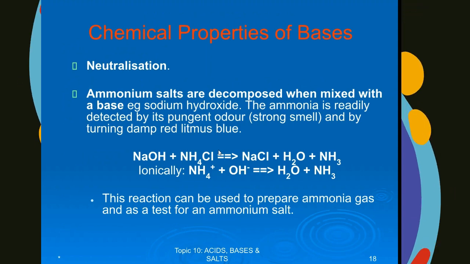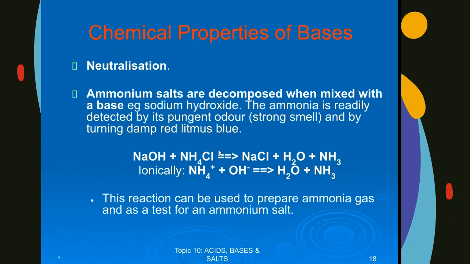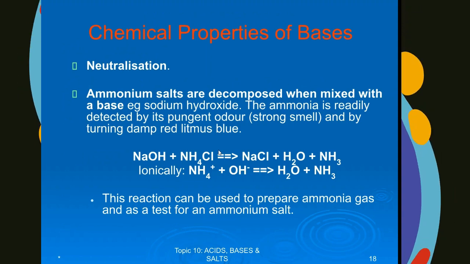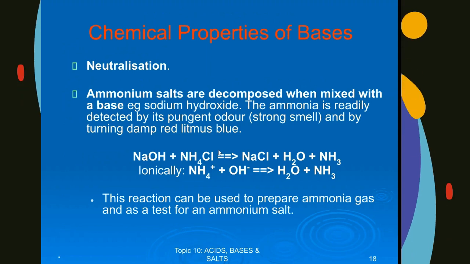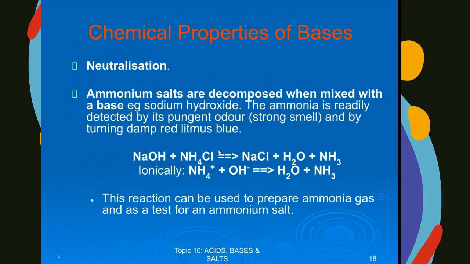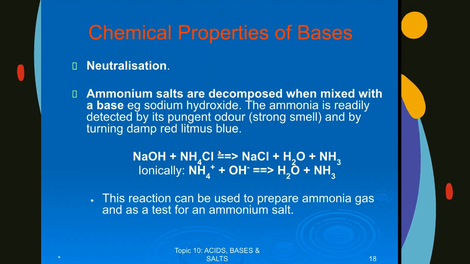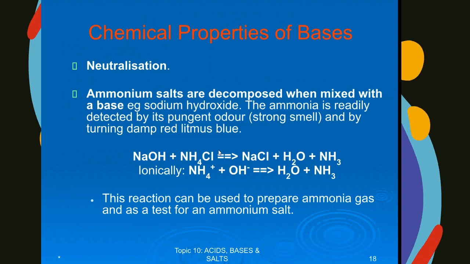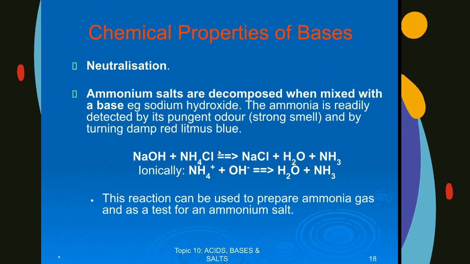Now let's see chemical properties of bases. First one is neutralization. Second, ammonium salts are decomposed when mixed with a base. Decompose means we are just destroying it, right? So a base, for example, sodium hydroxide NaOH, and the ammonia is readily detected by its pungent odor. Pungent means a strong smell, and by turning damp litmus blue.